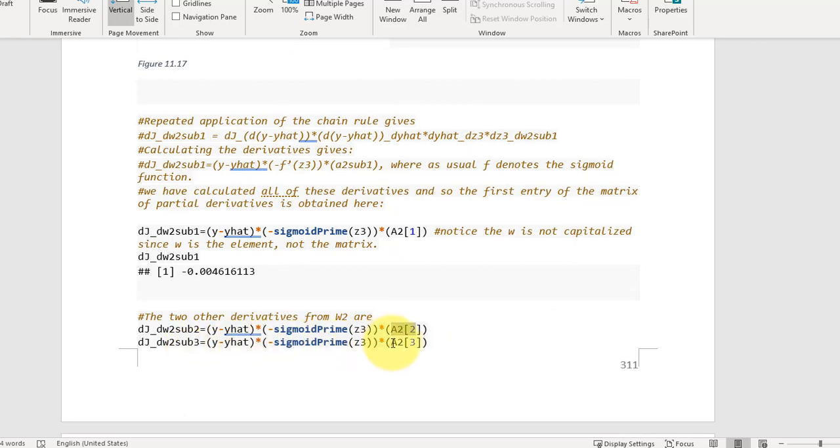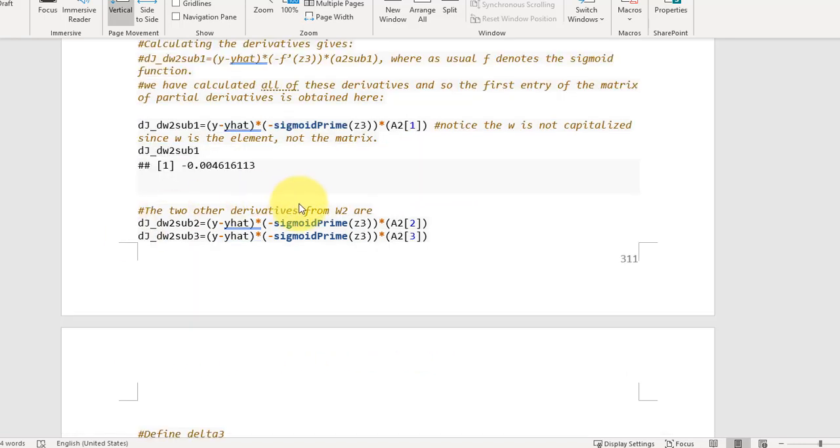And then, of course, for the last one, it's going to be the same thing again, but the connecting node on the left or upstream is A23. So except for that, the derivatives are the same. And we could also, again, define a delta to be everything to the left of this one.